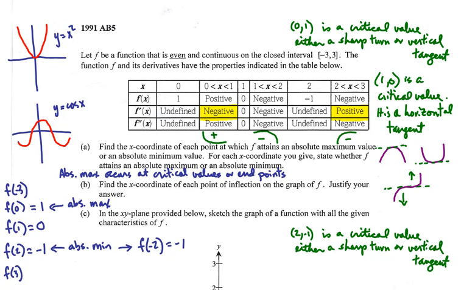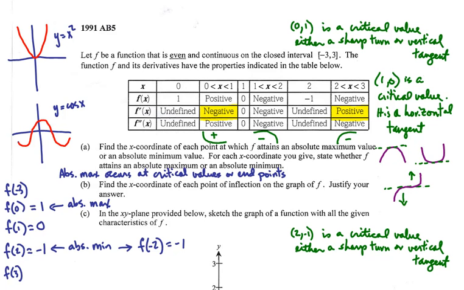Okay, so far we have found the x-coordinate of each point at which f attains an absolute maximum value or an absolute minimum value. And for each coordinate you give, you have to state whether it is the absolute max or the absolute min. The absolute max is going to occur at x equals 0, which happens to have a y value of 1. And the absolute minimum will occur at x equals 2 and x equals negative 2, and the y value there is negative 1.